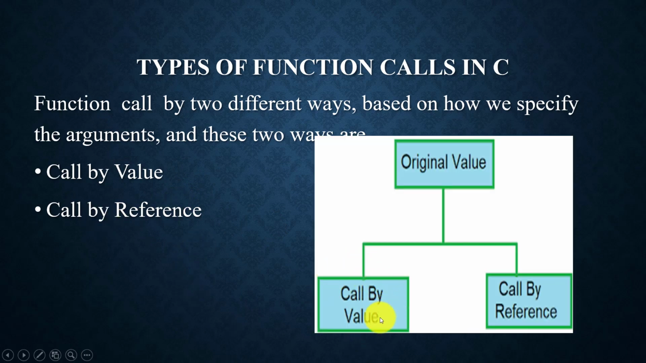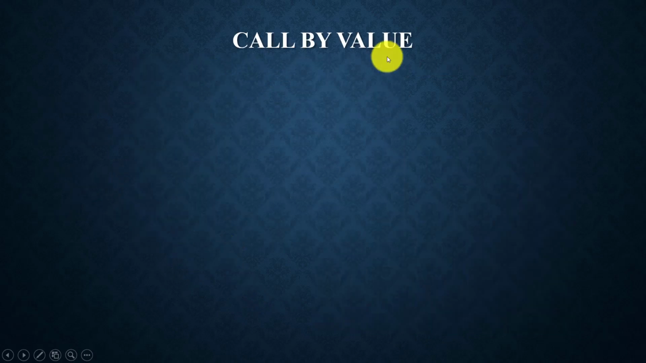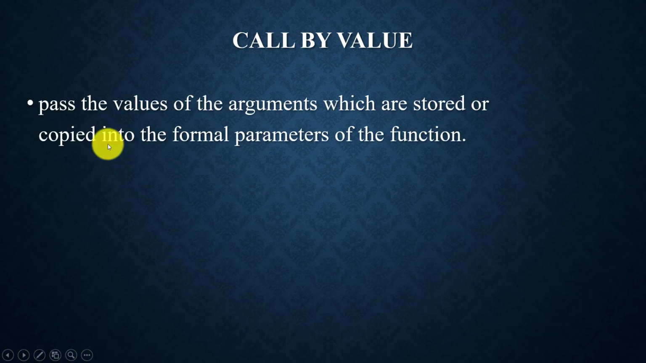Now C programming always follows the concept of call by value, not call by reference. Let's first understand what is meant by call by value. Call by value is nothing but it passes the value of the argument, which is copied into the formal parameter of the function. The name itself suggests it passes just the value of the argument, and it is stored and copied into the formal parameter.